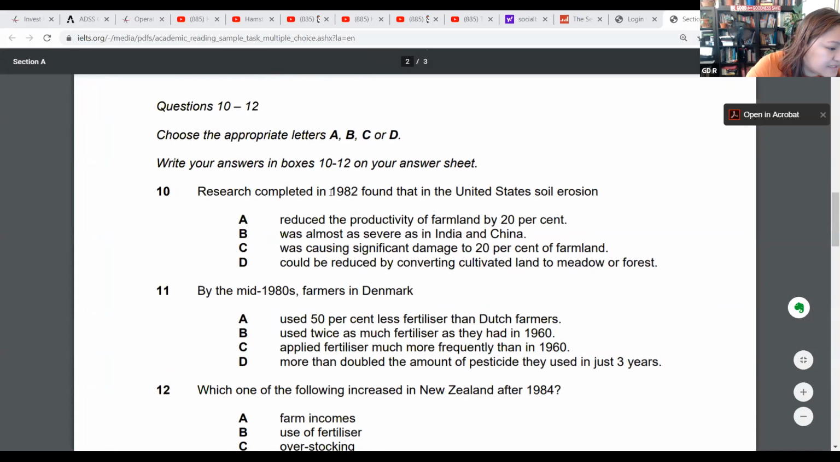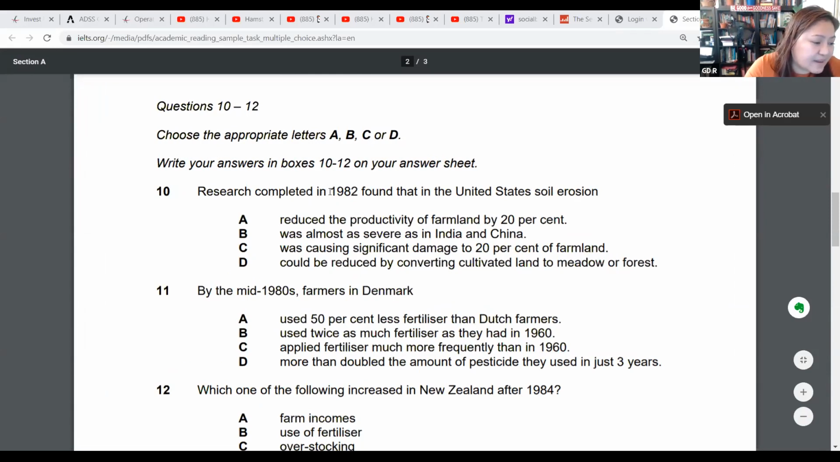Research completed in 1982 found that in the United States, soil erosion is A, reduced the productivity of farmland by 20%, B, was almost as severe as India and China, C, was causing significant damage to 20% of farmland, and D, could be reduced by converting cultivated land to meadow or forest. So for example, you've read this question. How do you locate the answers?